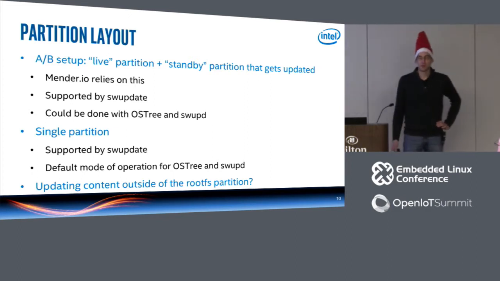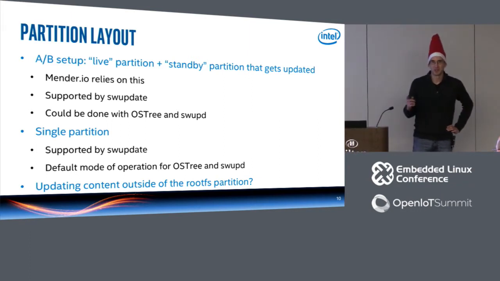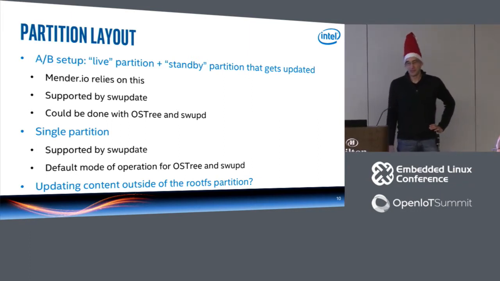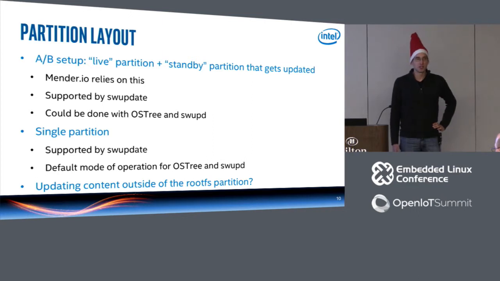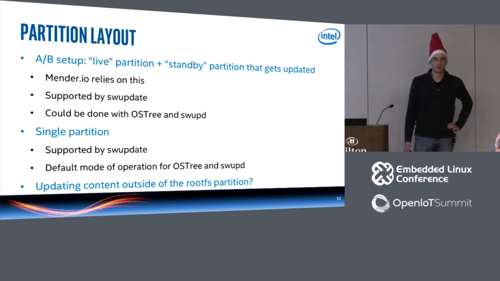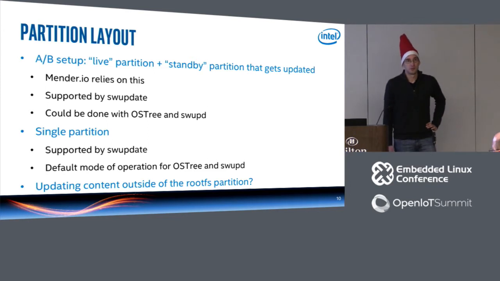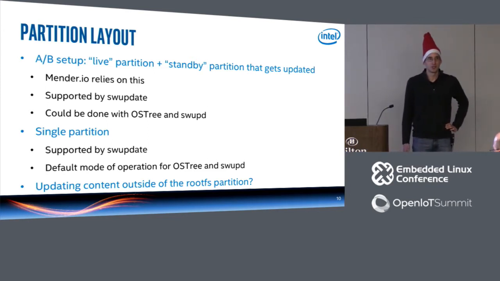Mender.io works this way, and I guess swupd also supports it, although swupd is fairly flexible. It's a bit more like a framework, but it has these use cases implemented. I can't imagine how to do that with OSTree and swupd, but it's not how these tools are currently designed, so that's something that would have to be added. Also for fail-safe mechanisms, a second partition is nice.